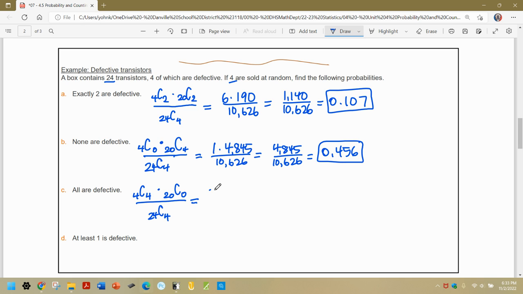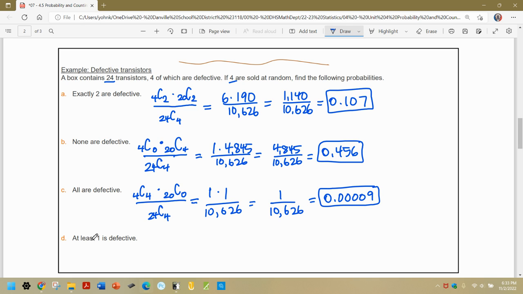On top, I have 1 times 1. 4 choose 4 is 1, and 20 choose 0 is 1. Kind of a weird pattern that happens there. And on the bottom, I have 10,626. There is only one way to choose 4 transistors and have them all be defective, and that's a 0.00009 chance. Pretty small chance that the 4 transistors you choose are the 4 defective ones.